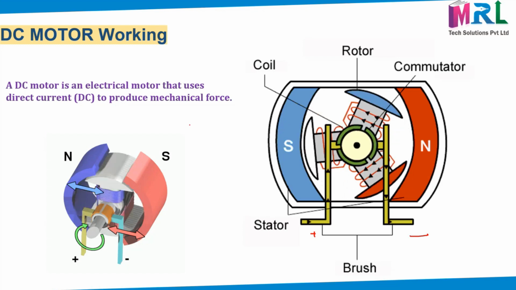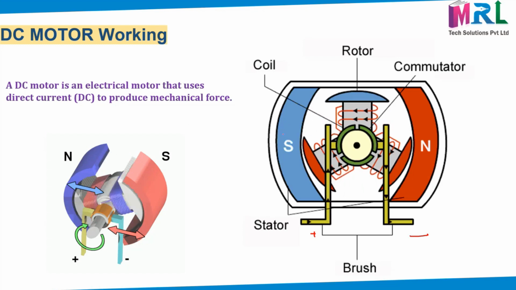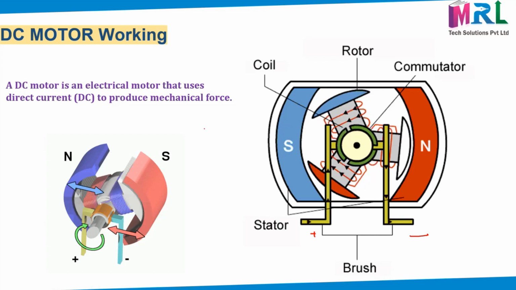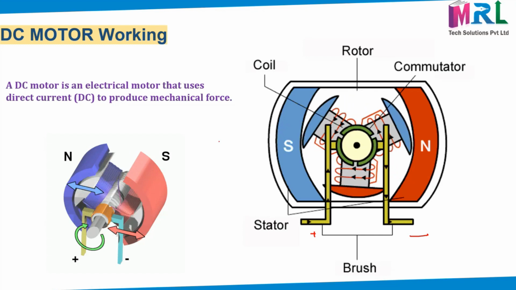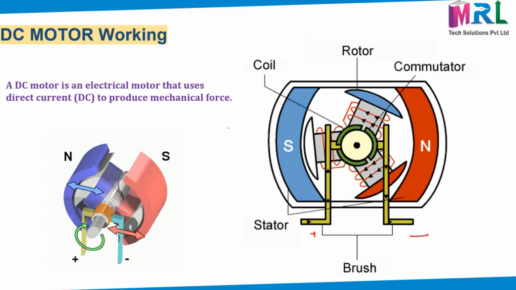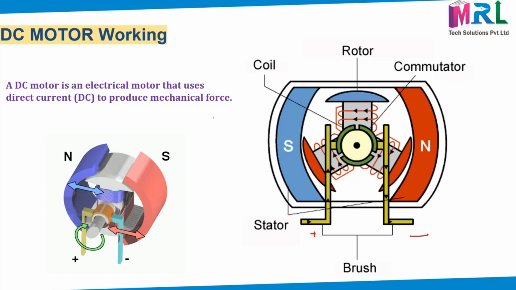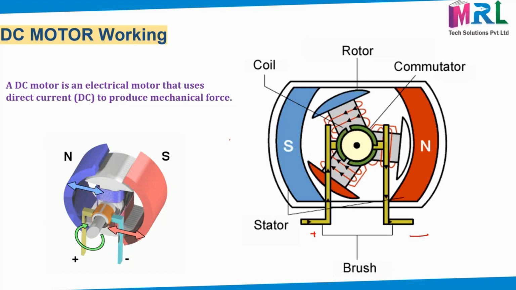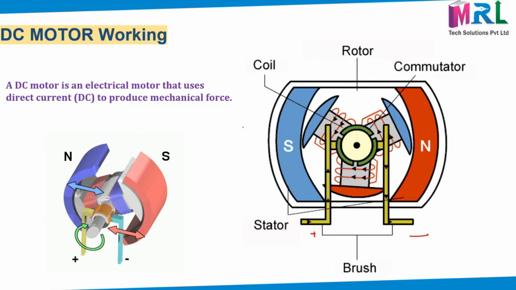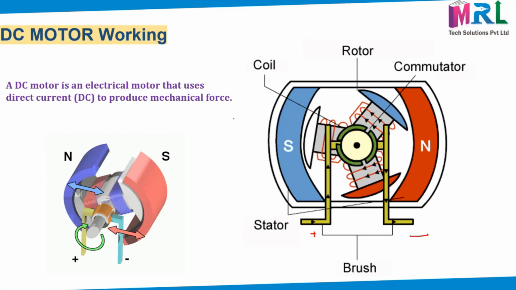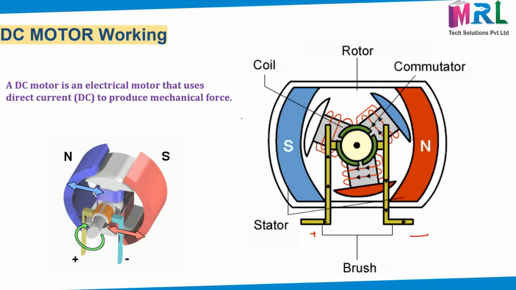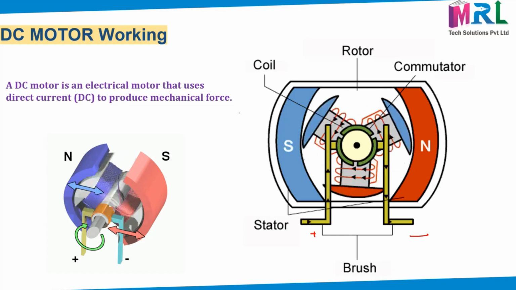And we have a stator. Stator means the static part, the magnet. Okay, and then we will apply the supply into this coil and it starts rotating. The middle part is the commutator and the rotating part is the rotor. So that is how it will work.